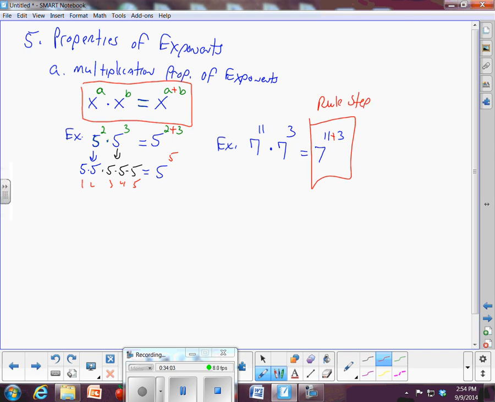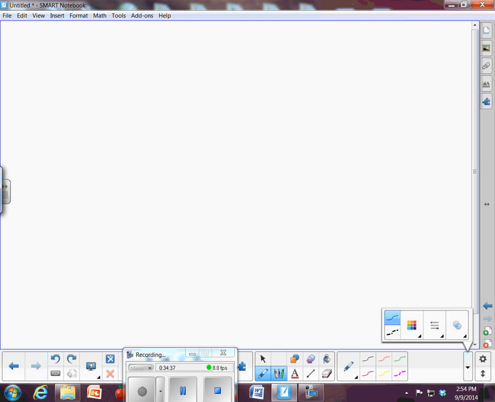Why do I want you to always show the rule step? Because I want you to remember the rule step. And every time you write it, you help your brain to remember it. Make sure that's part of your work. Normally we'll take that rule step and stick it underneath, and I'll show you that in a minute. Instead of going to the right, we'll do all our work underneath. So the final answer is 7 to the 14th. Make sure we show that rule step. Multiplication property of exponents.